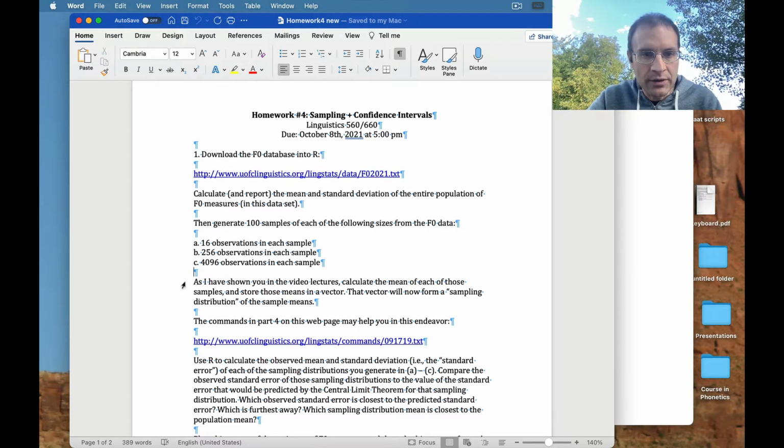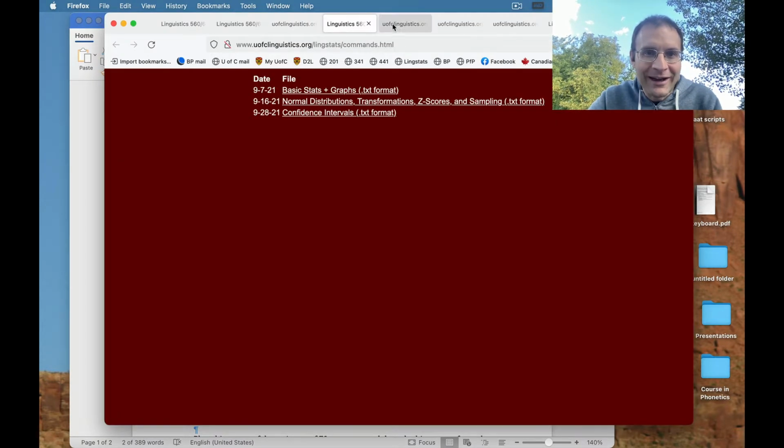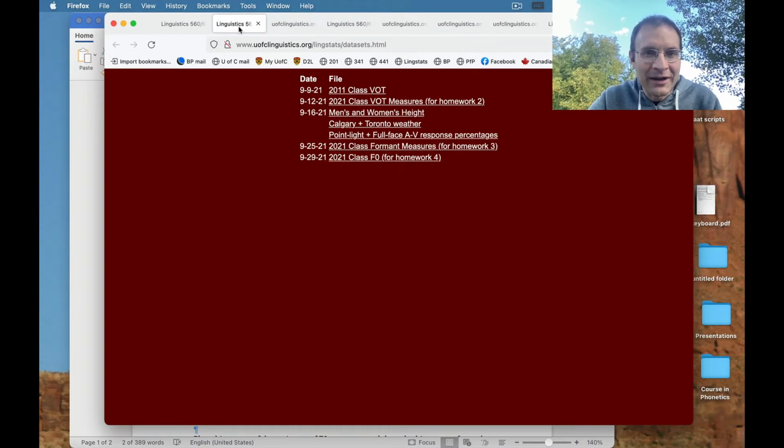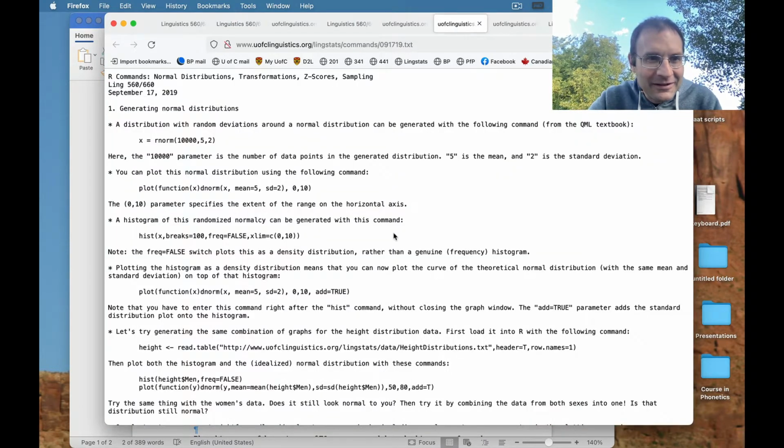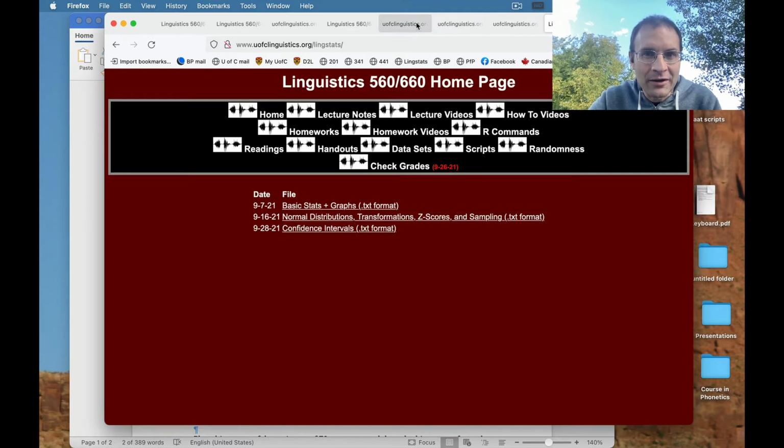But what I want you to do is, for each of these 300 samples, calculate the mean of that sample and store those means in a vector. That vector is now going to form a quote-unquote sampling distribution of the sampling means. And if you don't know what I'm talking about, you can go back to the lecture notes I gave you, or the R commands I gave you on sampling.